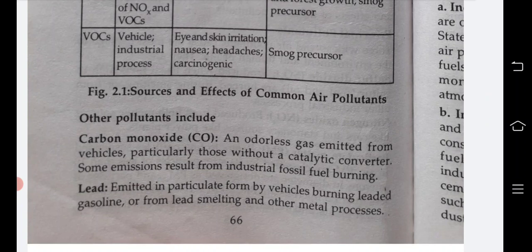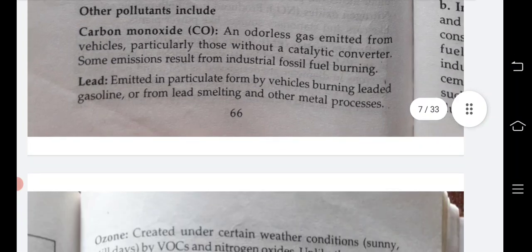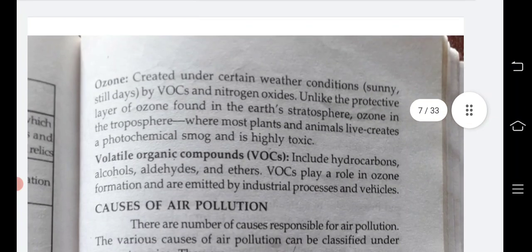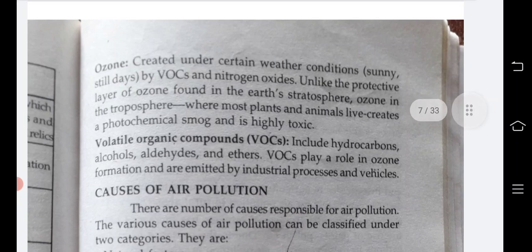Now, other pollutants are CO, carbon monoxide. It's an odorless gas emitted from vehicles. Again, a pollutant. Then we have lead coming out from metal processes. Then we have ozone created under certain weather conditions by VOCs and nitrogen oxides. Unlike the protective layer of ozone found in the Earth's stratosphere, ozone in the troposphere, where most plants and animals live, creates a photochemical smog and is highly toxic.